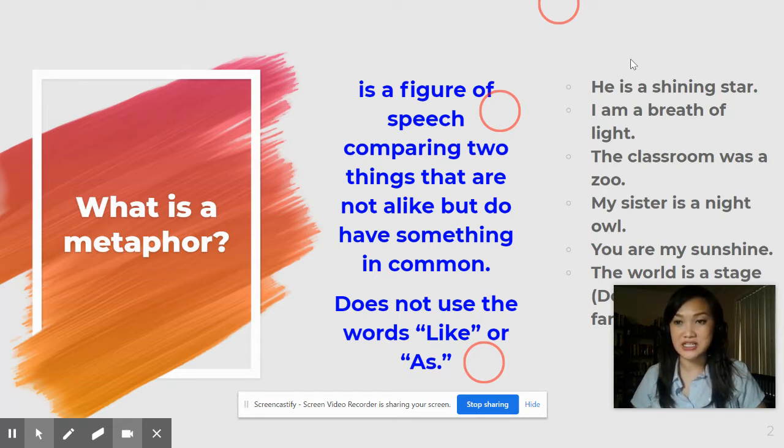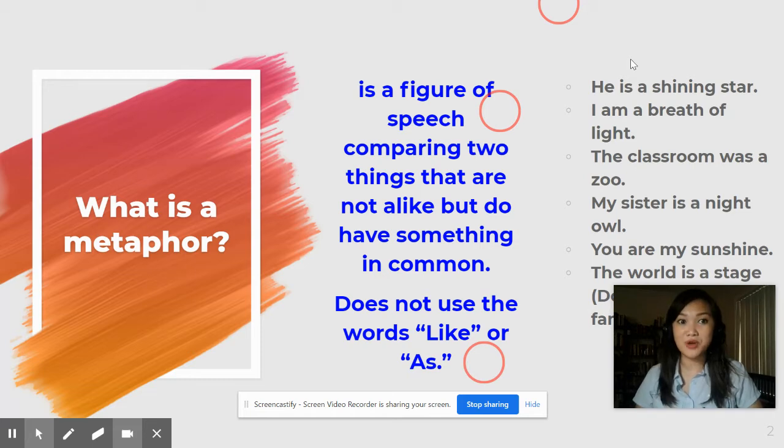He is a shining star. I am a breath of light. The classroom was a zoo. My sister is a night owl. You are my sunshine. The world is a stage. And the last one, I'm sure you've probably heard of it, that's a famous metaphor from William Shakespeare.